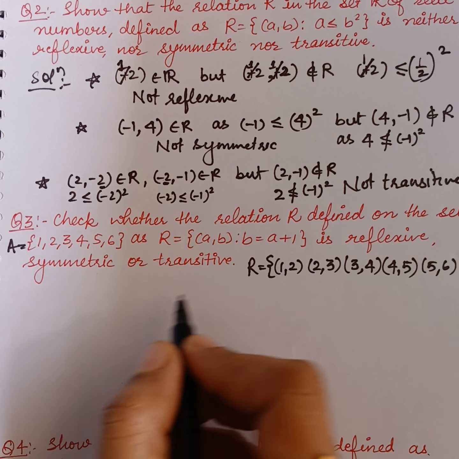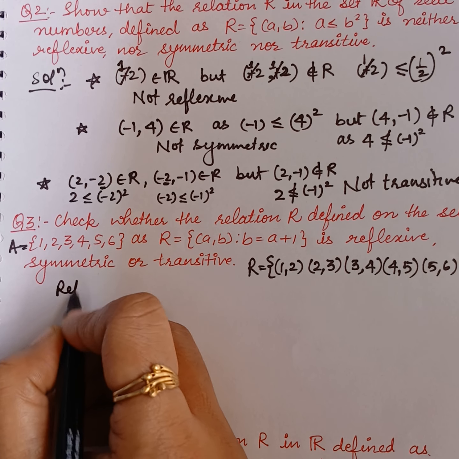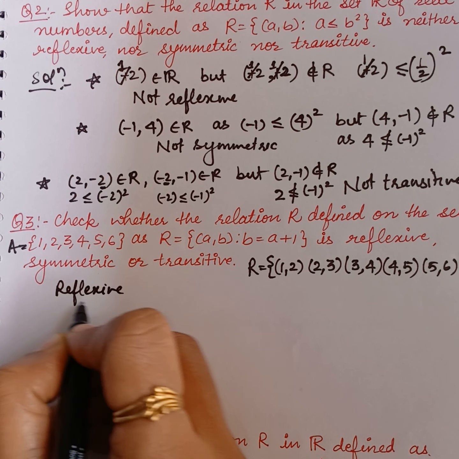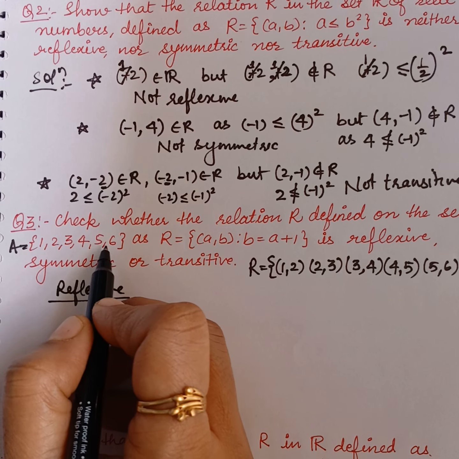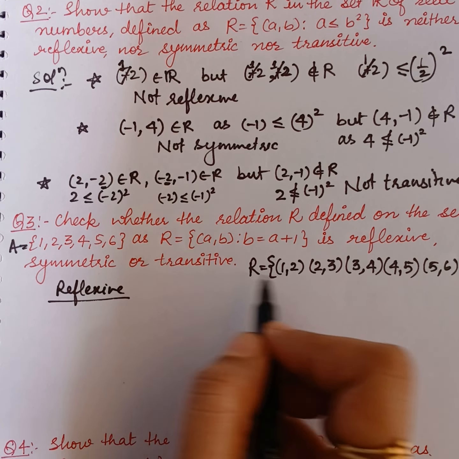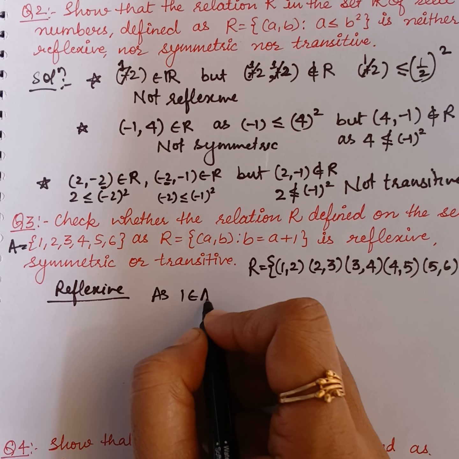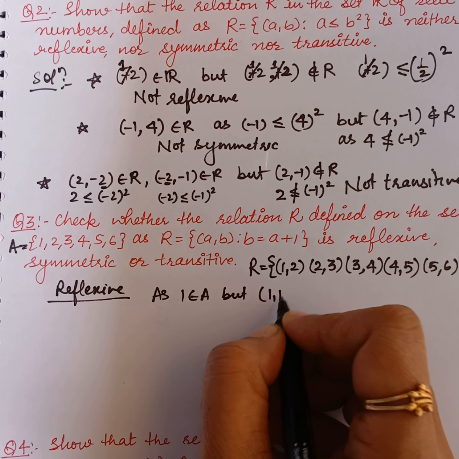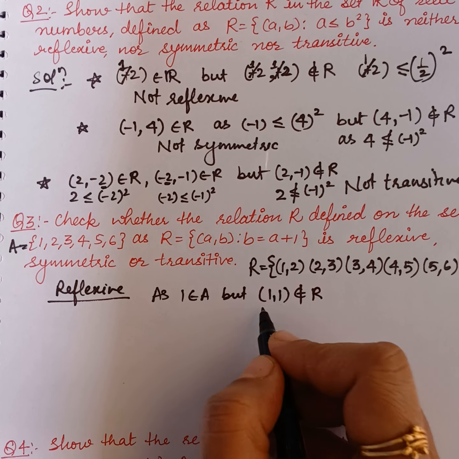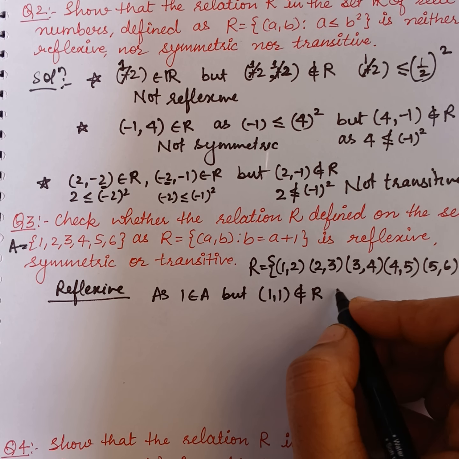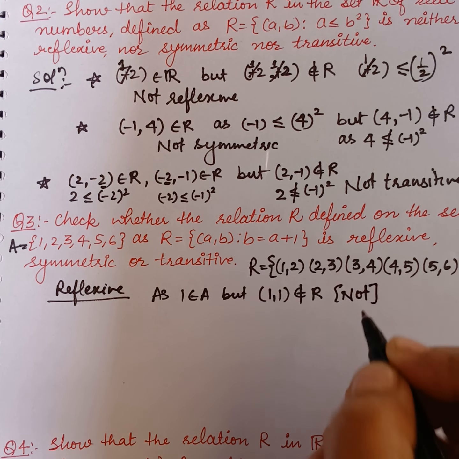So let us check here whether it is reflexive. For reflexive, any element I can choose from here, and I should check whether its pair belongs to R or not. As any element you can take, 1 belongs to A, but (1, 1) doesn't belong to R. (1, 1) should belong to R to be reflexive. So it is not reflexive.